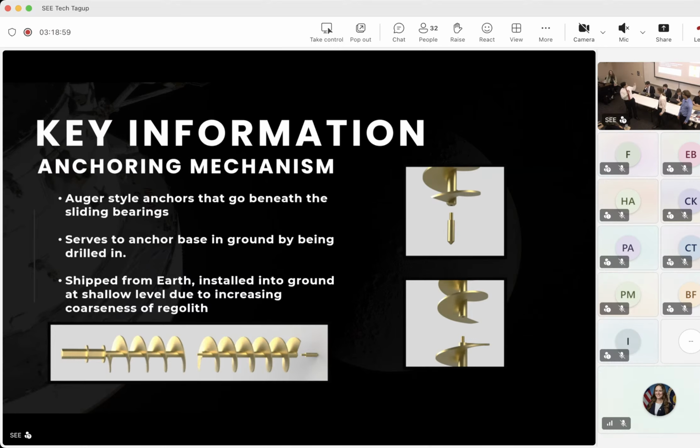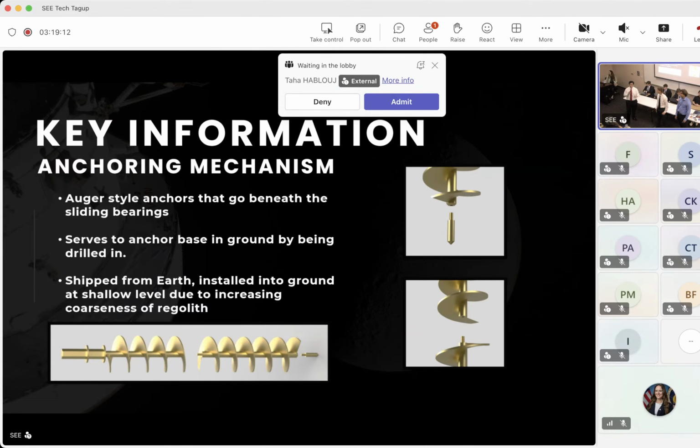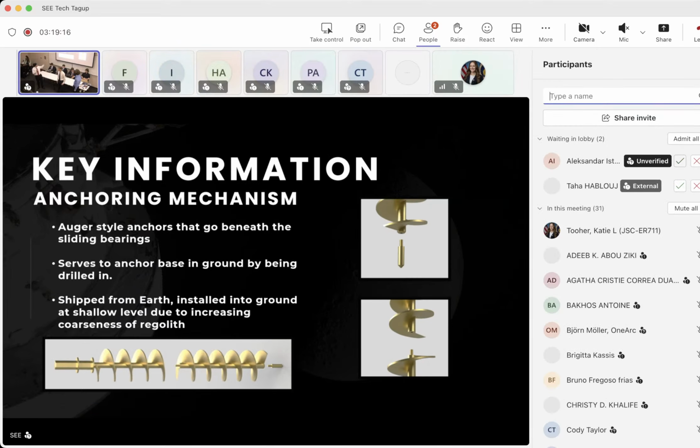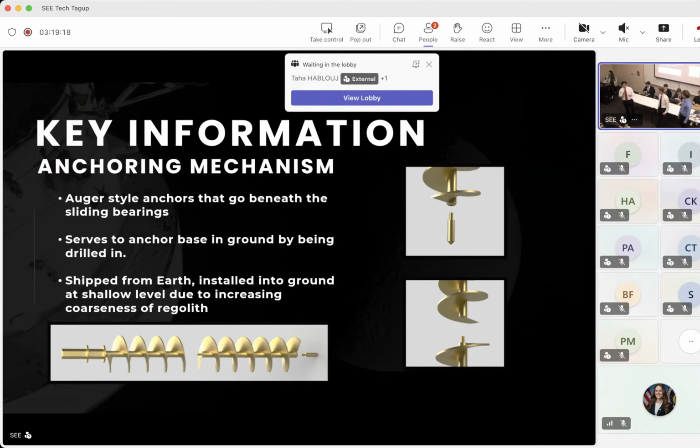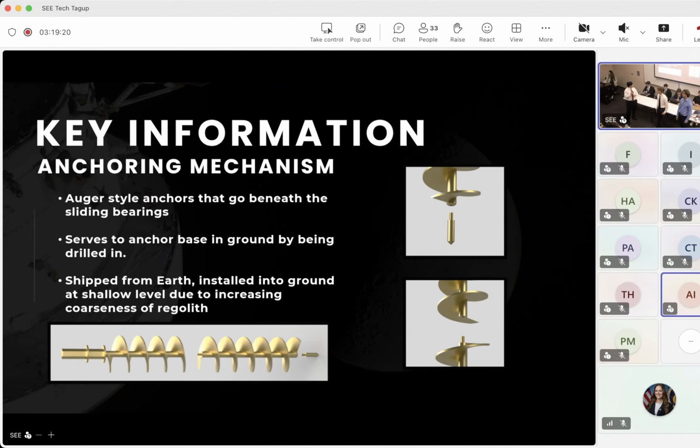On the anchoring mechanism subsystem, we have these auger-style anchors that would be put underneath the sliding bearings for moonquake mitigation. These are modular, so you can extend them as much as necessary into the lunar regolith, and they basically just drill in to keep it held in place, so it doesn't shift from side to side. And these would also be shipped from Earth, but they aren't the most suitable part of the subsystem.